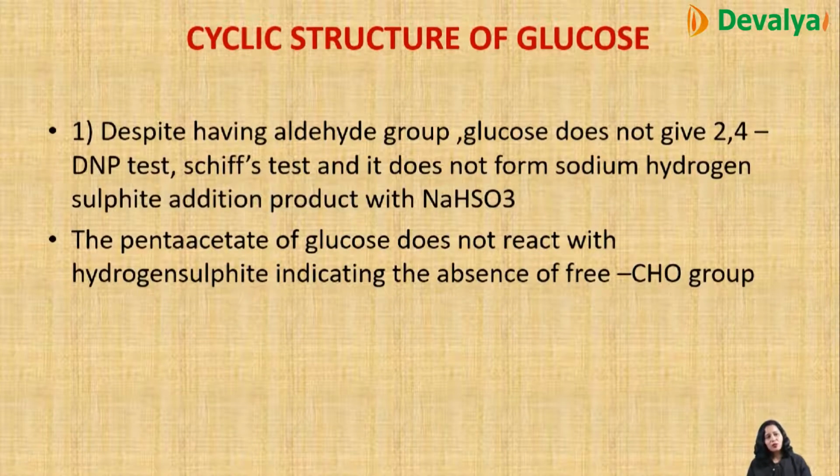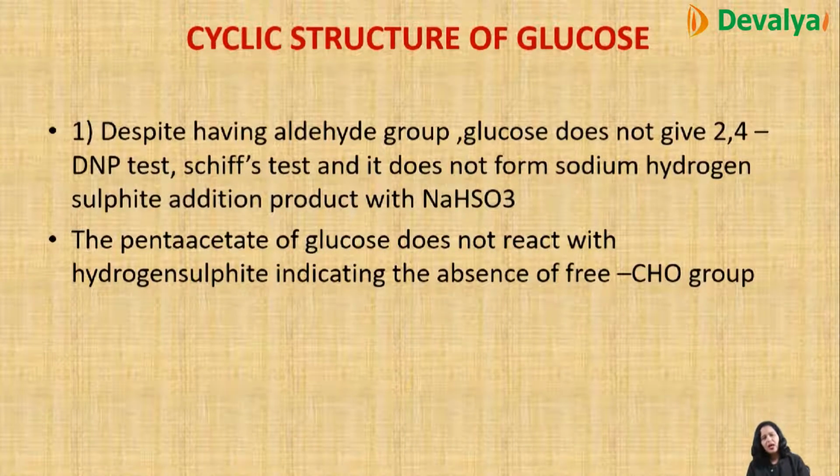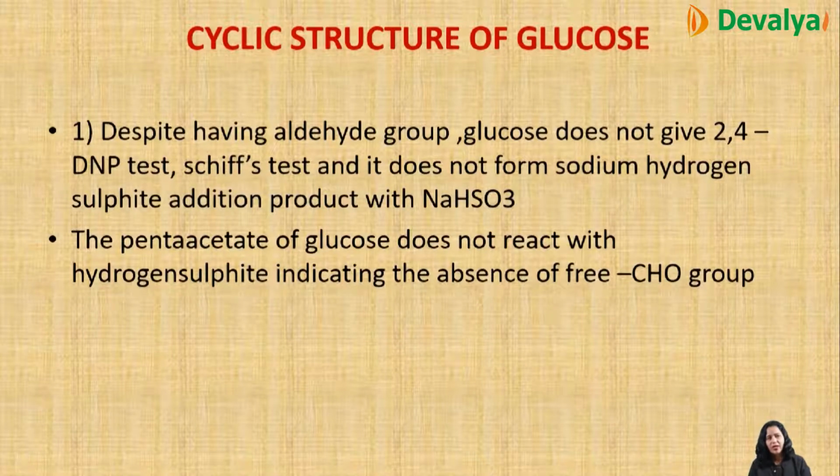Now is the cyclic structure of glucose. Because there were some limitations in the open chain structure of glucose, we needed the cyclic structure. Despite having an aldehyde group, glucose does not give the 2,4-DNP test. We just saw that glucose possesses a CHO group, so it should give the 2,4-DNP test, Schiff's reagent test, sodium hydrogen sulfite addition reaction and the reaction with NaHCO3, but it does not. Similarly, the pentaacetate of glucose does not react with hydroxylamine, again indicating the absence of a free CHO group, which the open chain structure could not explain.